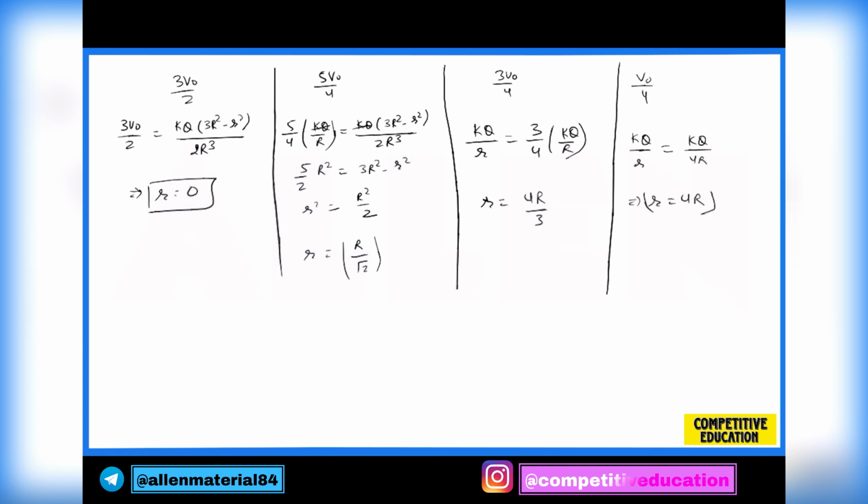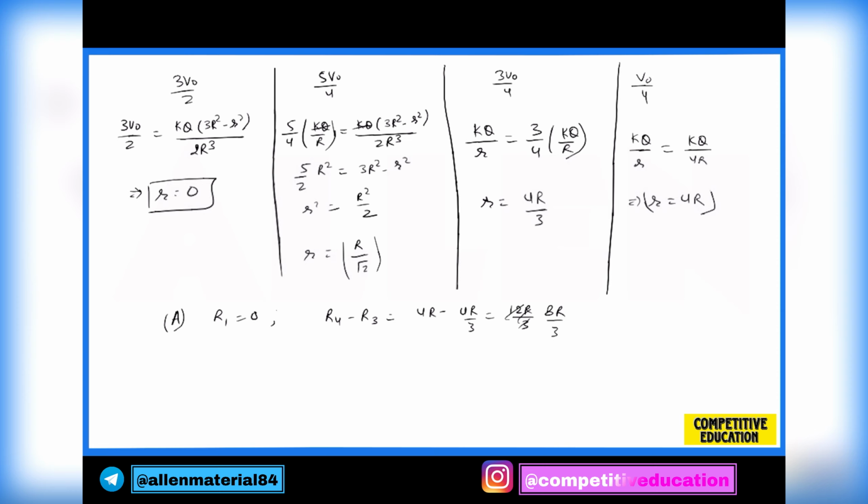Now let us check the options. Here in option A, we are given R1 equals 0. It is correct. And R2 is less than R4 minus R3. So let us check option A. R1 equals 0 is okay. And R4 minus R3 is 4R minus 4R by 3, which is 12R by 3. Sorry, 8R by 3.